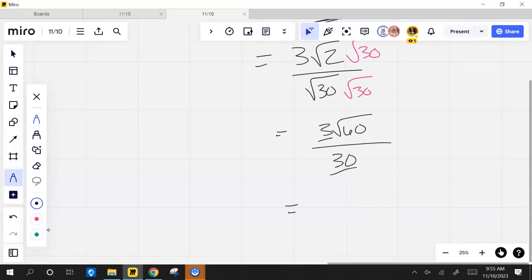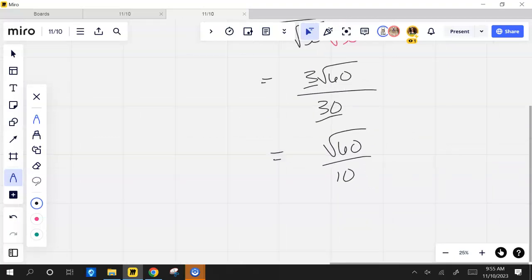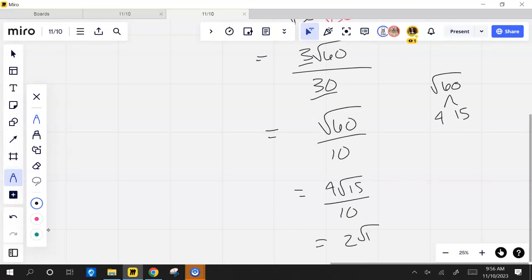Well, these I can both divide by 3. I know that, so I can do 60 over 10. But how about this one? Can I divide it by anything? 4 will go in, right? 4 and 15. You simplified it first. That's okay. If I take 60, I could do 4 and it goes in 15. So I get 4 root 15 over 10, and I can divide those both by 2. So you get 2 root 15 over 5.